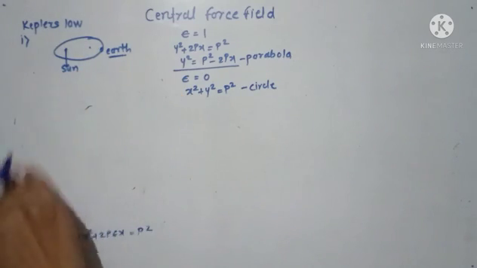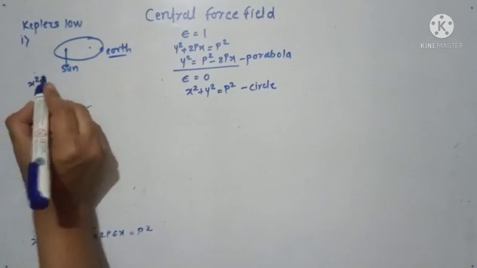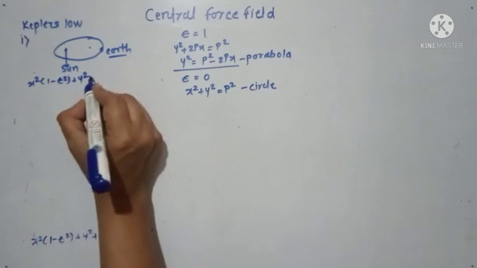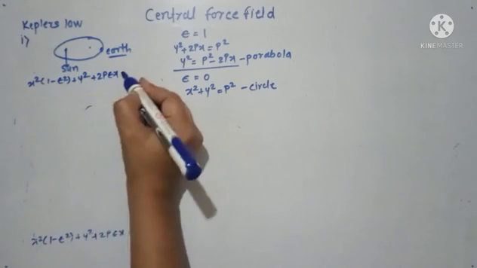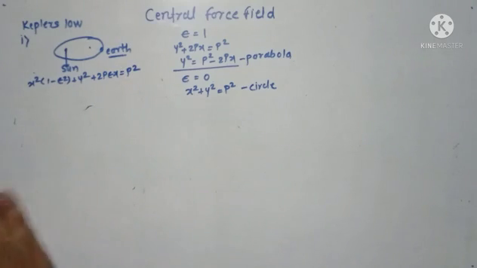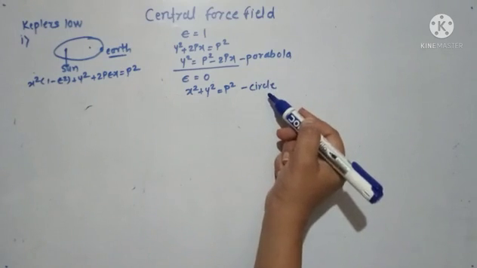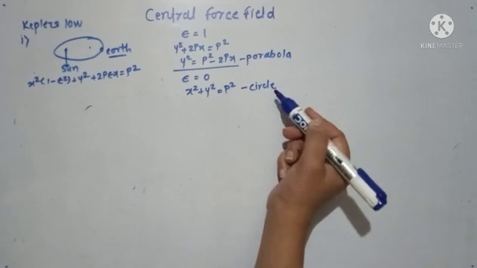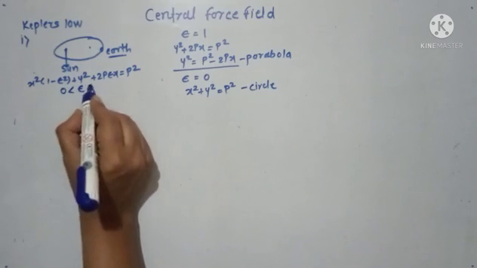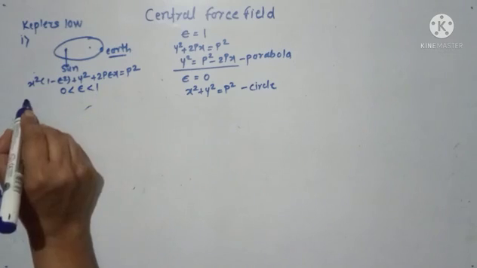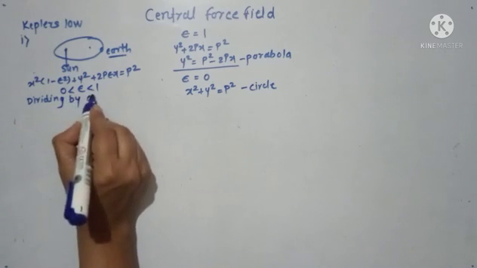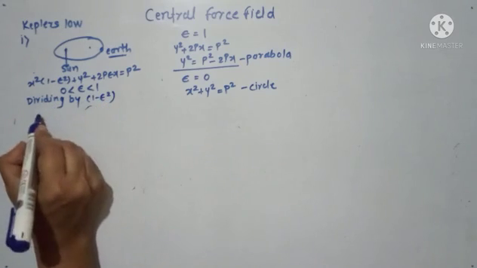The general equation of the orbit is x²(1 − ε₀²) + y² + 2pεx = p². This equation I have written above. We have derived the equation for the parabola and the circle. Now we have to derive the equation for the ellipse and hyperbola. For the ellipse, epsilon naught is greater than 0 but less than 1. Dividing by 1 − ε₀², so let me divide it.